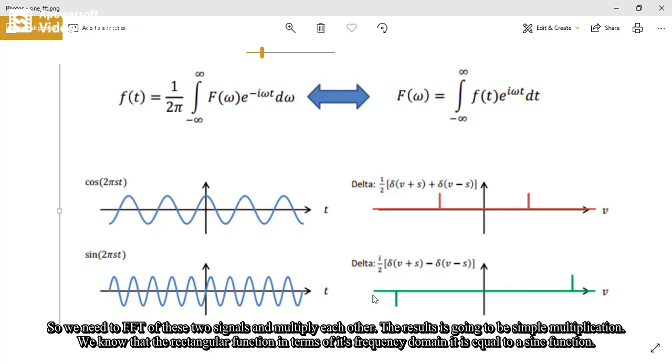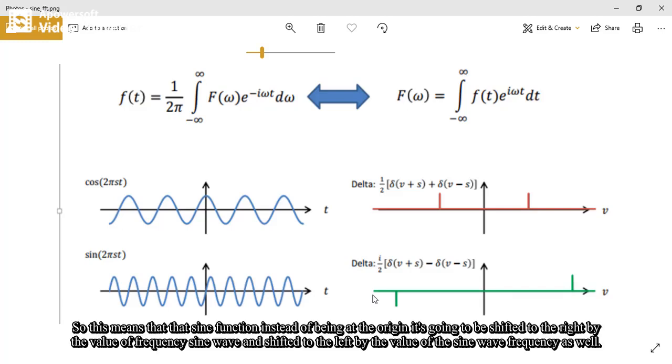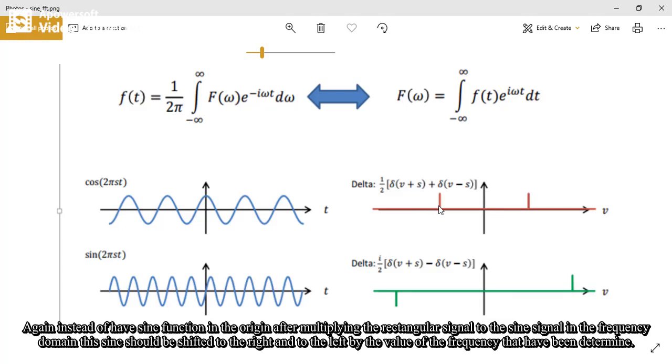We know that the rectangular function, in terms of its frequency domain, is equal to a sinc function. So this means that the sinc function, instead of being at the origin, is going to be shifted to the right by the value of the frequency of the sine wave and shifted to the left by the value of the sine wave frequency as well. Again, instead of having the sinc function at the origin, after multiplying the rectangular signal by the sine signal in the frequency domain, this sinc will be shifted to the right and to the left by the value of the frequency that has been determined.